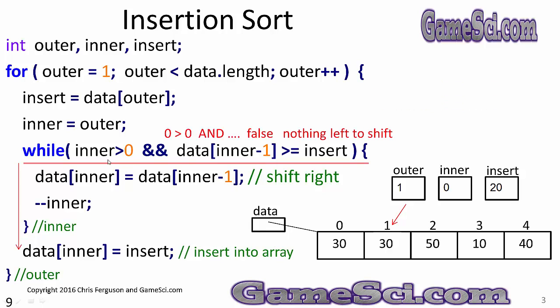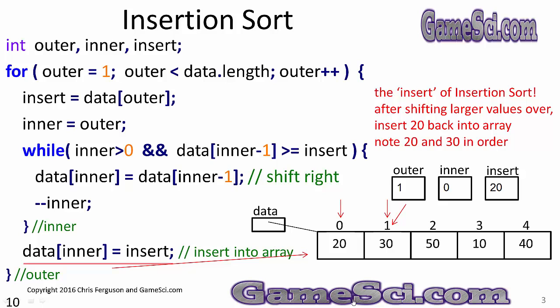When we get back up though, inner greater than 0, is 0 greater than 0? No, it isn't. That is a false statement. If this half of the and is false, then the whole thing has to be false. When we reach position 0, there's nothing left to shift. We're going to exit the inner while loop. And when we exit the inner while loop, we're going to say data sub inner equals insert.